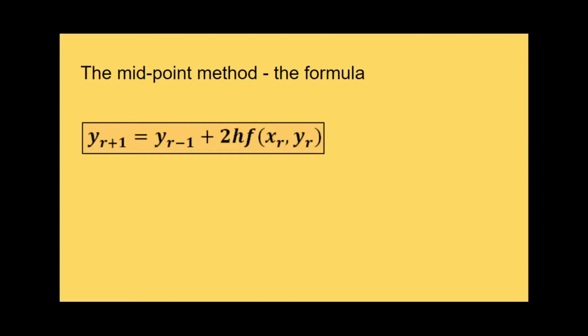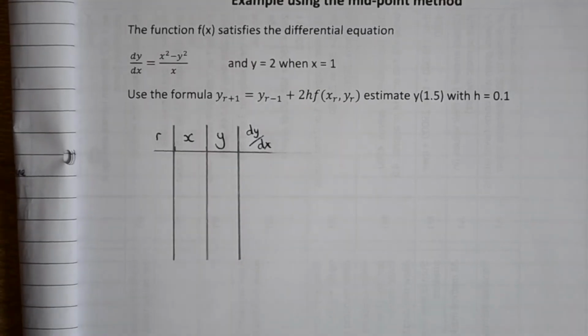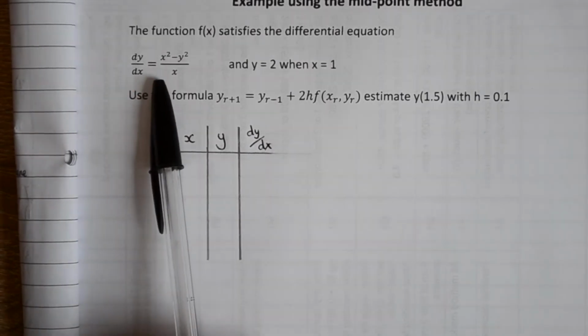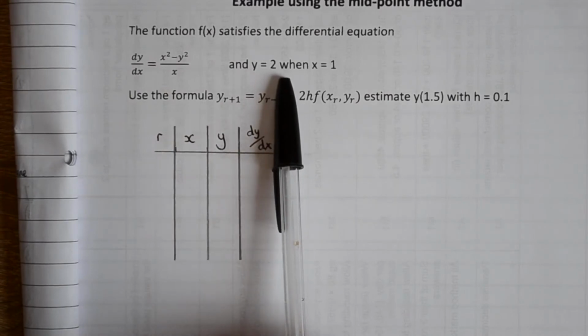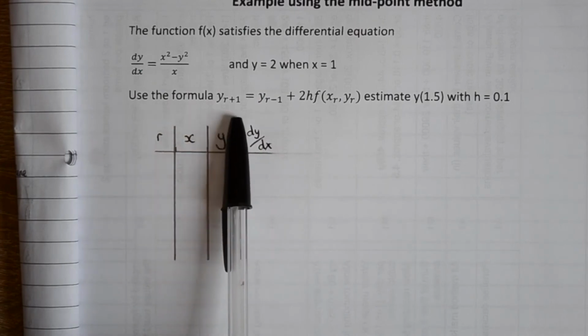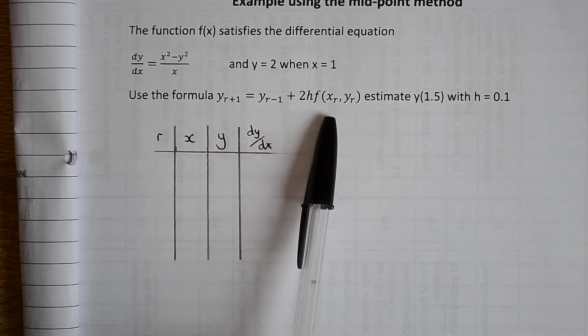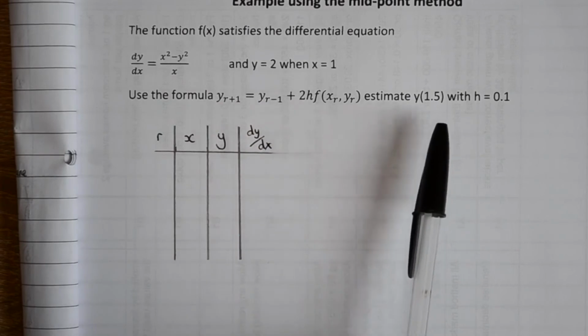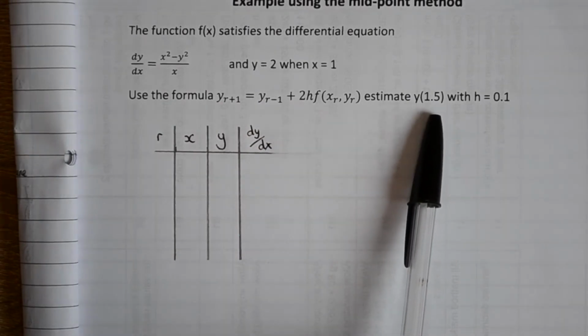Let's have a look at an example using this method. We're going to use the midpoint method to estimate the y value for a given x value on a function. So take a look at the question. What we're given is the differential equation and the point on the line, and we're asked to, now note it doesn't actually ask us to use the midpoint method, it just gives us the formula, which might be good or it might not, but either way we're using the midpoint method, and this tells us what we want to find. What's the y value when x is 1.5?